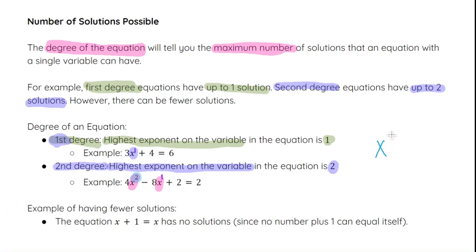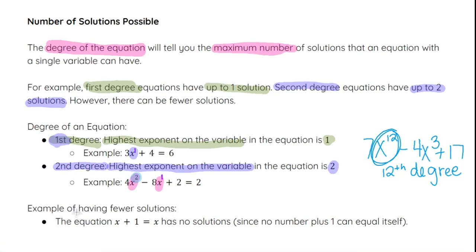Again, if I had something like 7x to the 12th minus 4x cubed plus 17 or something like that, that would be a 12th degree. And the reason it is a 12th degree is because the highest exponent is that 12.